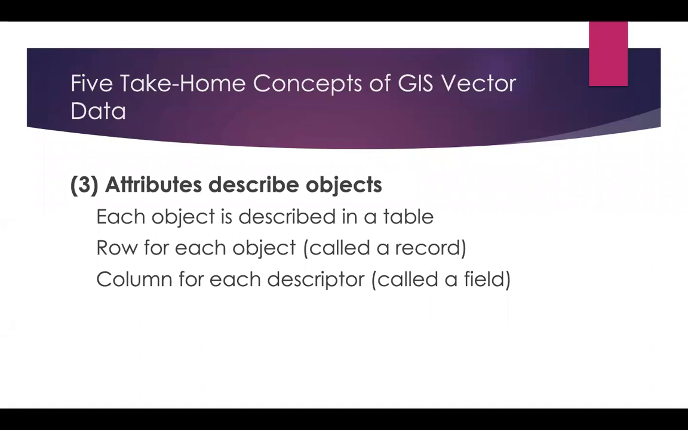The big thing about vector data, beyond knowing that it's made of points, lines, and polygons, is that it has attributes. Each feature, aka each point, line, or polygon, is described in a table. There's a row for each object/feature, and a column for each descriptor of those features.